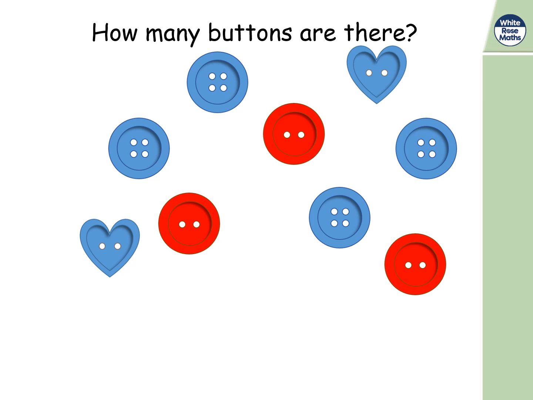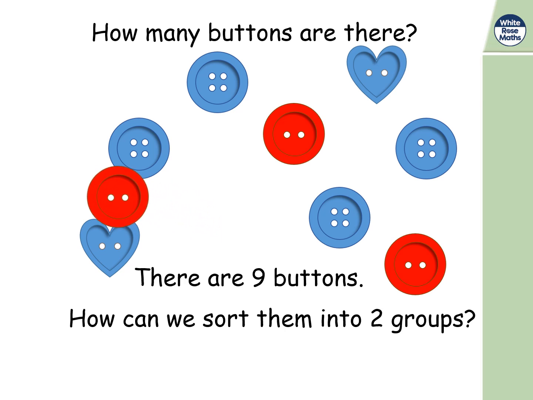Ooh, it says here, how many buttons are there? Oh, they're really pretty, aren't they? Well, let's count them, one by one. 1, 2, 3, 4, 5, 6, 7, 8, 9. There are 9 buttons. Now, how could we sort these 9 buttons into 2 different groups so that we could use a part-whole model?